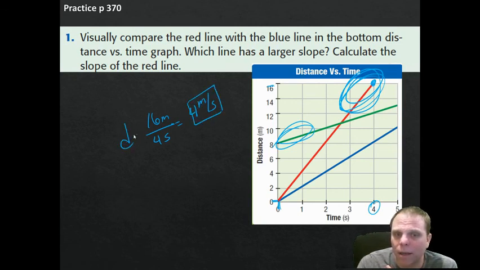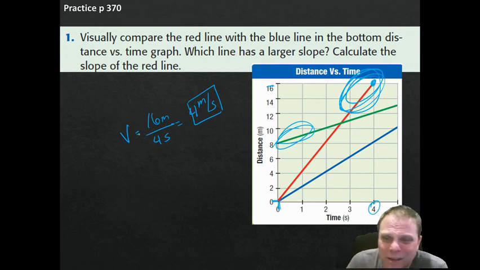That would be what its speed or velocity is going to be, right? Could we really say it's velocity? No, because we don't have a direction. So we'd really want to say speed.